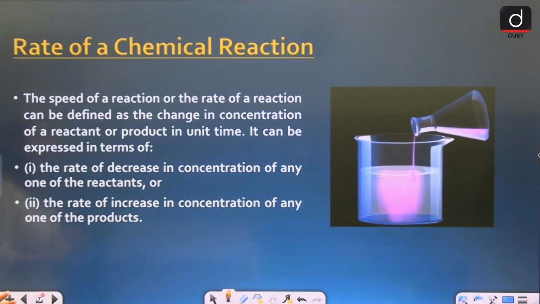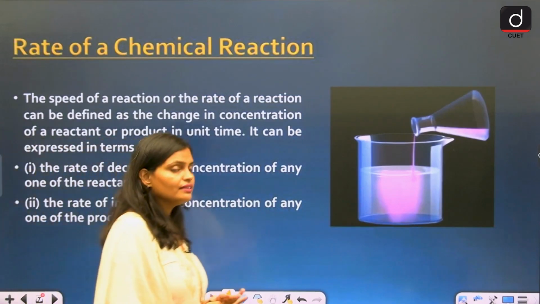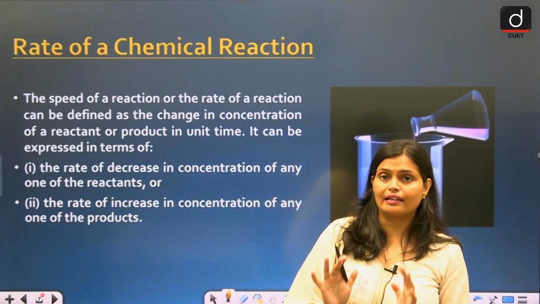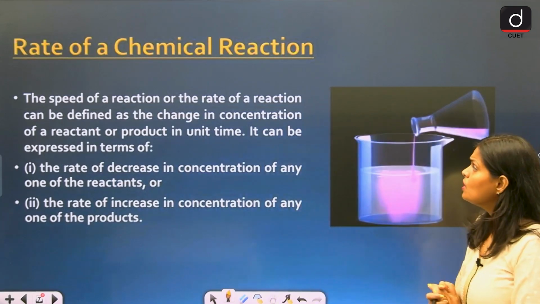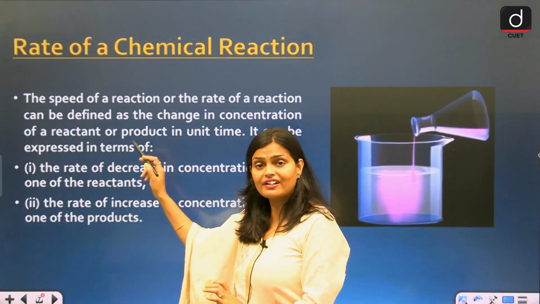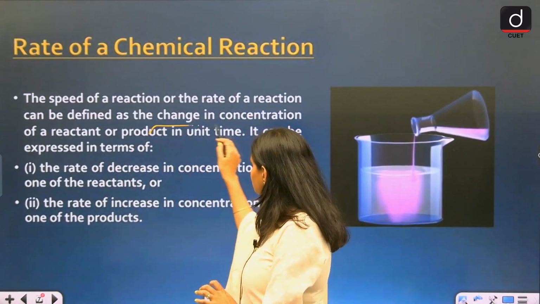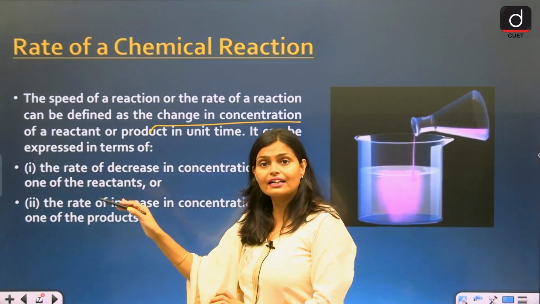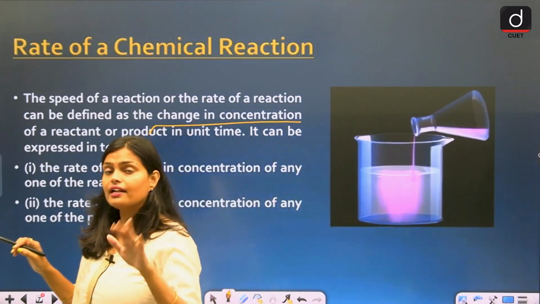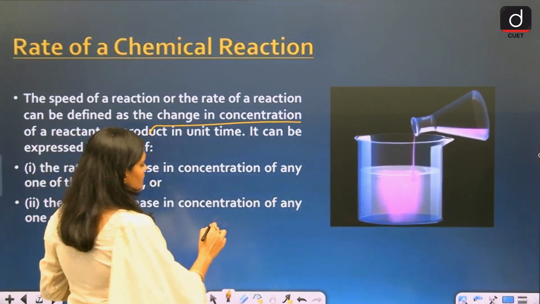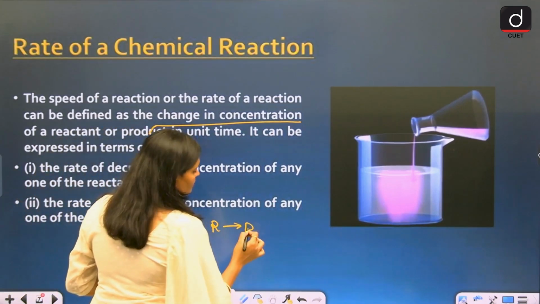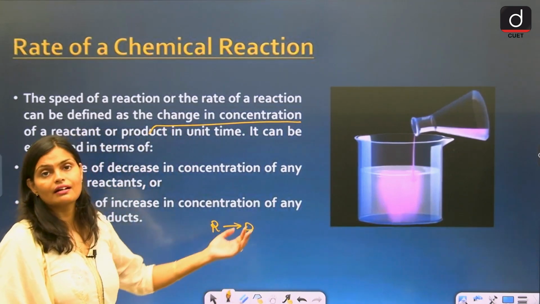Now let us understand the rate of a chemical reaction. How are you going to define the rate of any particular chemical reaction? Basically the speed or rate of reaction is defined as the change in concentration of reactant or product in unit time. Now what are reactant and product, guys? Reactant is something present on the left hand side, product is something present on the right hand side.